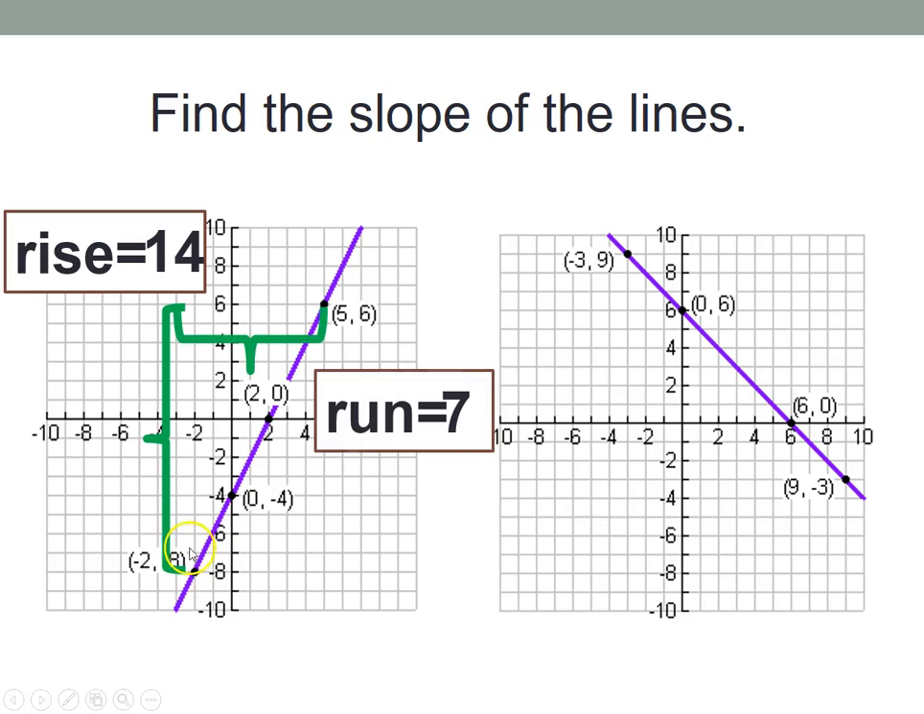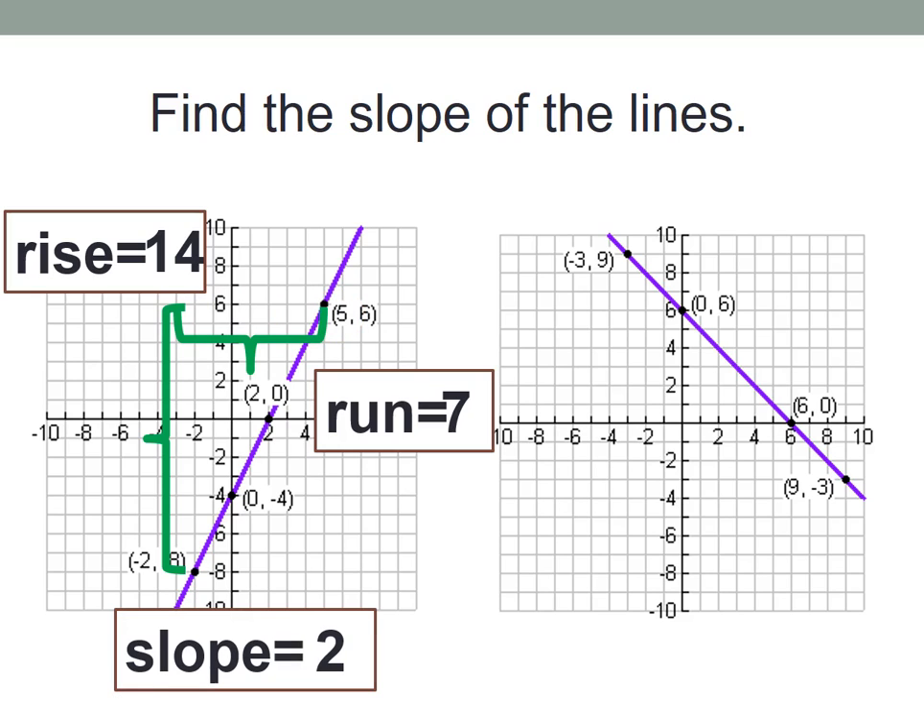So what I did here is I counted 1, 2, 3, 4, 5, 6, 7, 8, 9, 10, 11, 12, 13, 14. And then my run I counted 7. So rise over run, 14 over 7, which would be 2, because I would simplify that. All right, your turn. Find the slope of this line on the right, and then come on back.